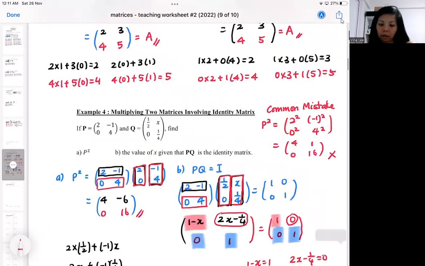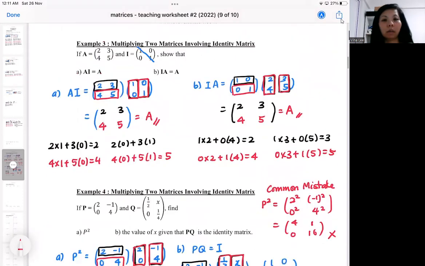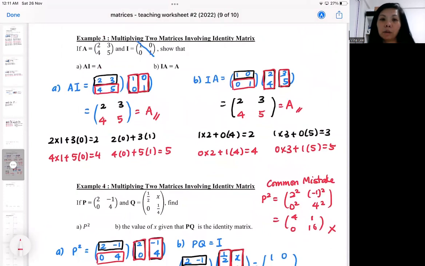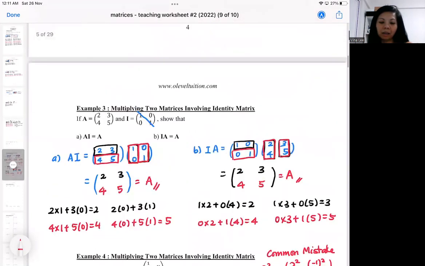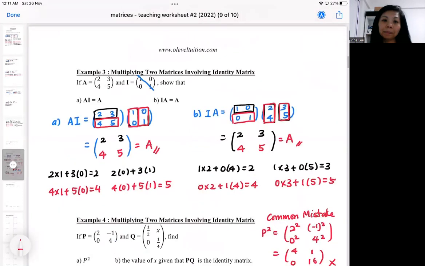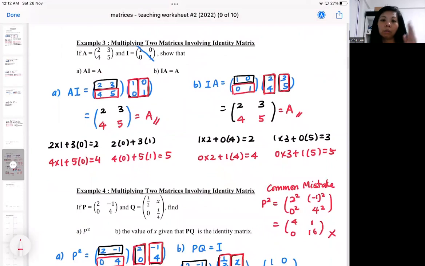So that is the kind of matrix multiplication that involves an identity matrix. Other than that, you have to be very comfortable with dealing with all sizes of matrix multiplication. You don't need to write down all the matrix multiplication. You learn to do it in your head.